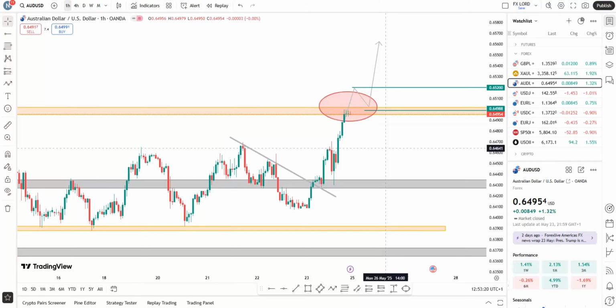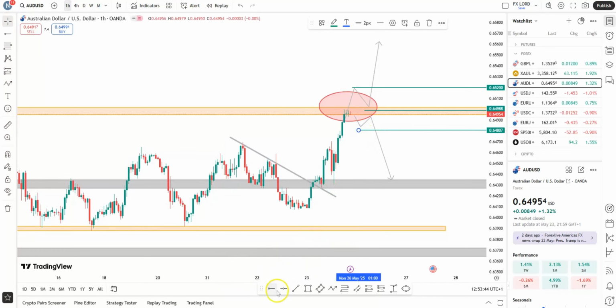So that's my bullish scenario, and my bearish scenario is price coming down, maybe doing some retest before coming back to retest this support level. So this is my bearish scenario, and if something like this happens, I'm going to get into the market at this level, and my stop loss is just going to be a little bit above the retest. So this is my bullish and bearish scenario on AUDUSD.